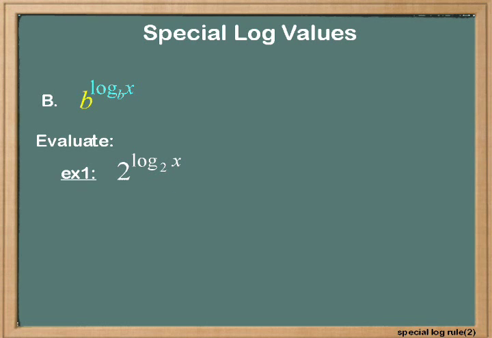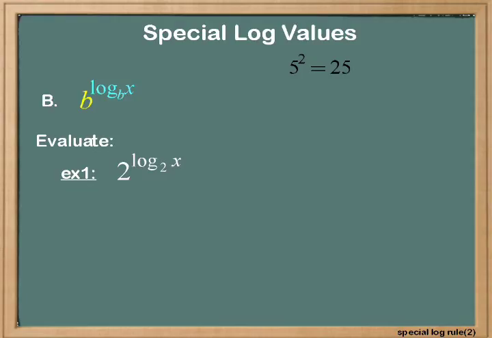Our second special log value rule is actually the opposite of what we just did in our first one, because now we have an exponential form. You can see here that we have a base b, and this whole log b of x is the exponent. So that makes this an exponential expression. If I want to transfer that to a log expression, I'll bring back something a little bit easier for you to relate to. 5 squared equals 25.